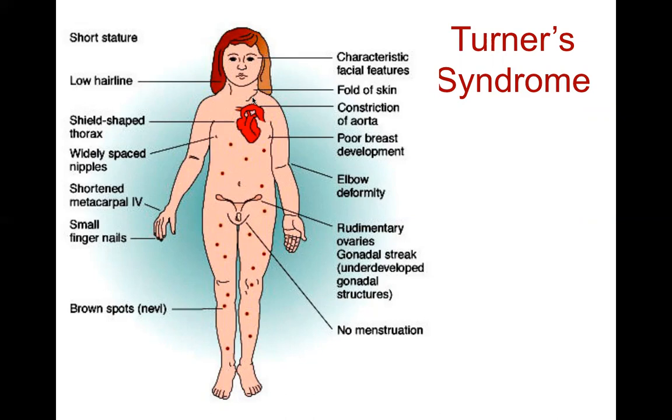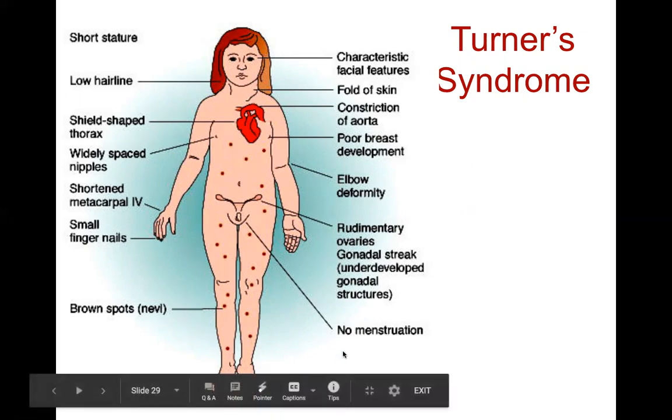Some of the things that are not as obvious include a tendency to have a larger constriction of the aorta from the heart. The elbows tend to be deformed, and the arms tend to turn in a more outward position. In addition, the nipples on the female body tend to be more widely spaced. The ovaries are also underdeveloped, such that reproduction becomes a problem as the female gets older. And she tends to have smaller fingernails, a shortened metacarpal, and brown spots all over the body, and also no menstruation.